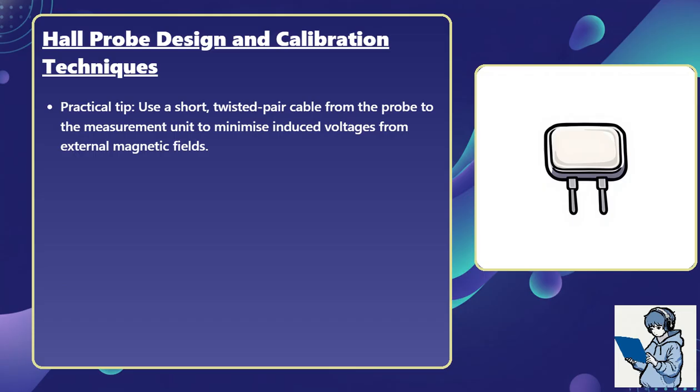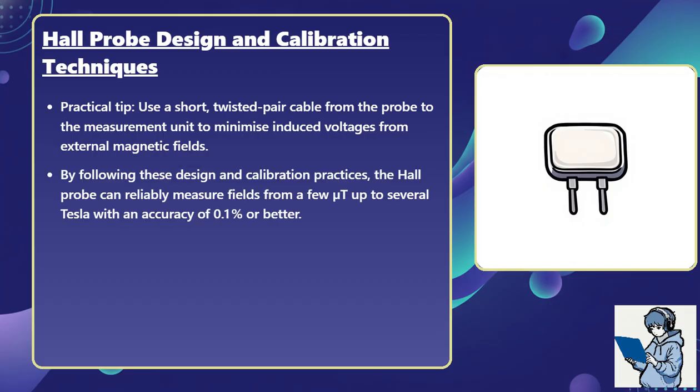Practical tip: use a short twisted pair cable from the probe to the measurement unit to minimize induced voltages from external magnetic fields. By following these design and calibration practices, the Hall probe can reliably measure fields from a few microtesla up to several Tesla, with an accuracy of 0.1% or better.